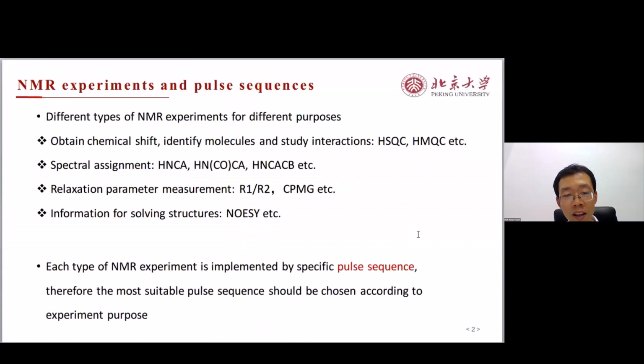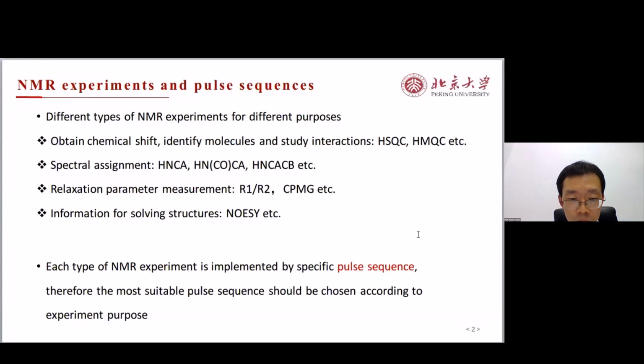As you know, there are quite a lot of different types of experiments, and they are designed for different purposes. For example, if you just want to record the chemical shift of a certain molecule to identify the molecule and to study their interactions, there are experiments like HSQC and HMQC. And for doing spectral assignment for 2D spectra like HSQC and HMQC, you have to use some 3D experiments to do the assignment, like HNCA and HNCCB.